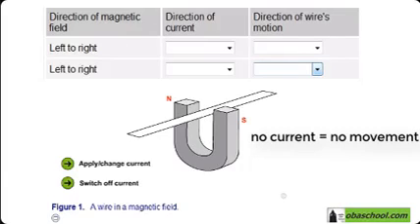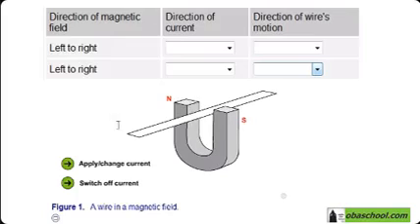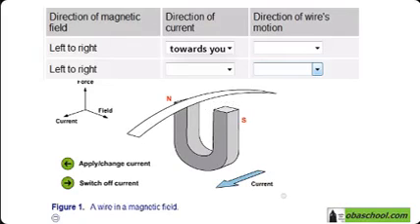Now let's apply current that is moving in the direction towards you. What do you observe? Which way does the wire move? Yes, it moves upward.